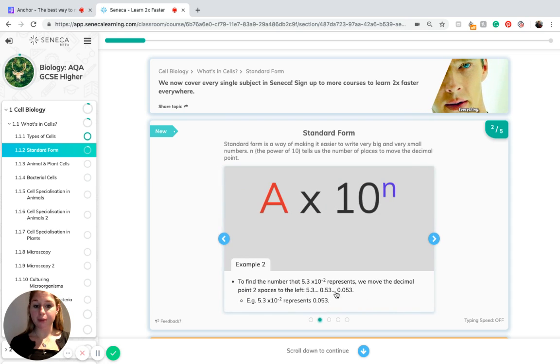Now, if the example is using a power with a minus number, so for example 5.3 times 10 to the minus 2, then we move the decimal point 2 spaces to the left instead of the right. So 5.3 becomes 0.053, as the decimal place has been moved 2 spaces to the left.